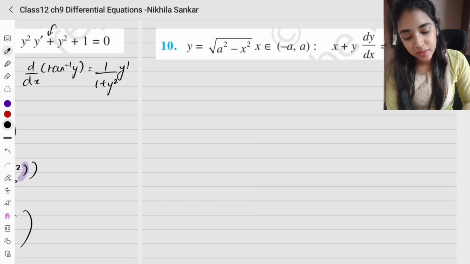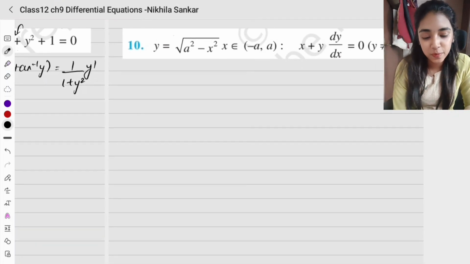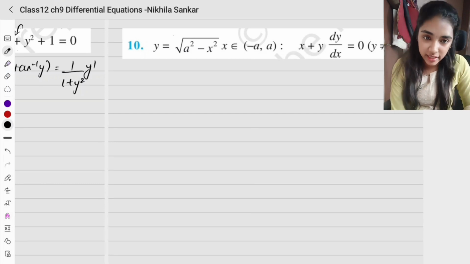Question number 10. I have y equals square root of a square minus x square. We have to prove x plus y dy by dx equals 0. So finding the derivative on both sides.